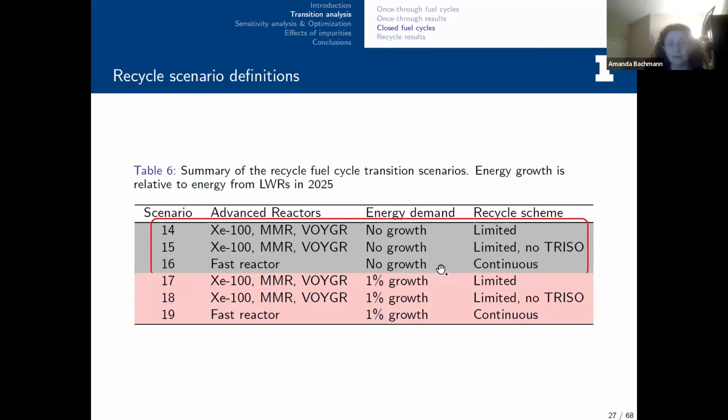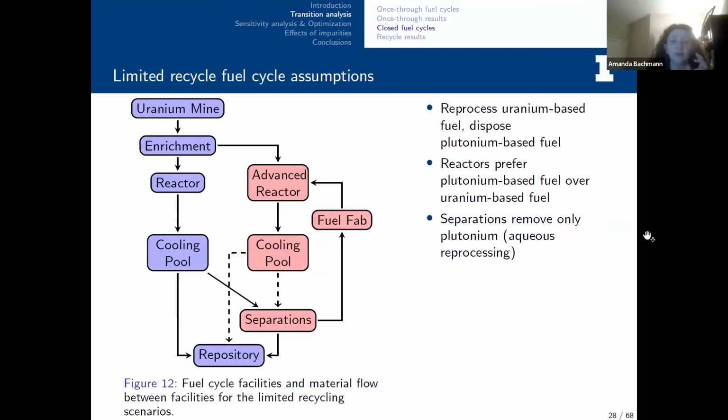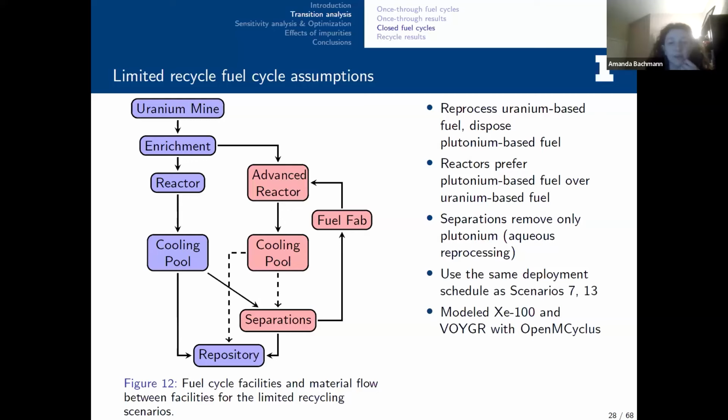So once again, going to just go through some of the results on the no growth energy demand scenarios. So when we talk about that limited recycle, this is kind of what I was saying: material comes out, goes into separations, put it back in. Once it's gone through the reactor that second time, you just dispose of it. And then for this modeling, I said that separation step was only going to remove plutonium to emulate an aqueous reprocessing method, which is what we'd likely use within this fuel cycle. And then same deployment scheme as scenario 7 or 13, depending on that energy demand.